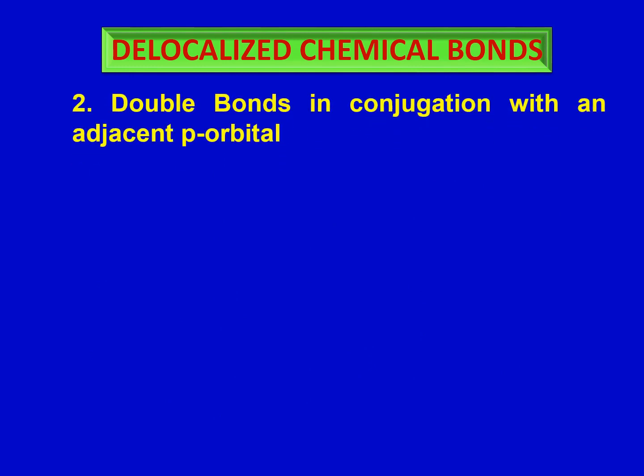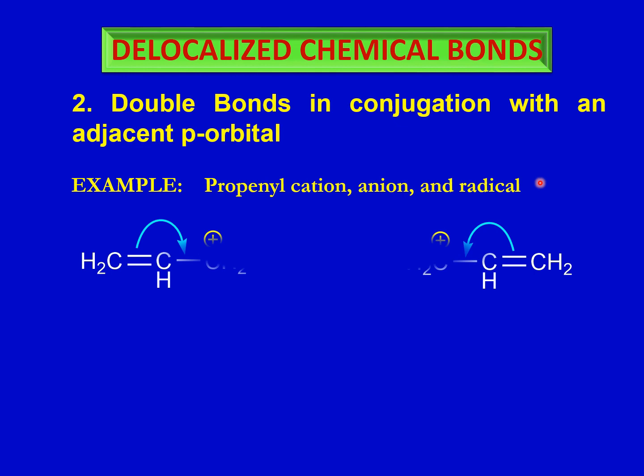Let's see another example in which the double bonds are in conjugation with an adjacent p orbital. Adjacent p orbital means a p orbital on an adjacent carbon atom, and that adjacent p orbital could be empty, it could be filled, or it could be half filled. So as an example, we could have propenyl cation, propenyl anion, or propenyl radical. So if the adjacent p orbital is empty, we have a propenyl cation.